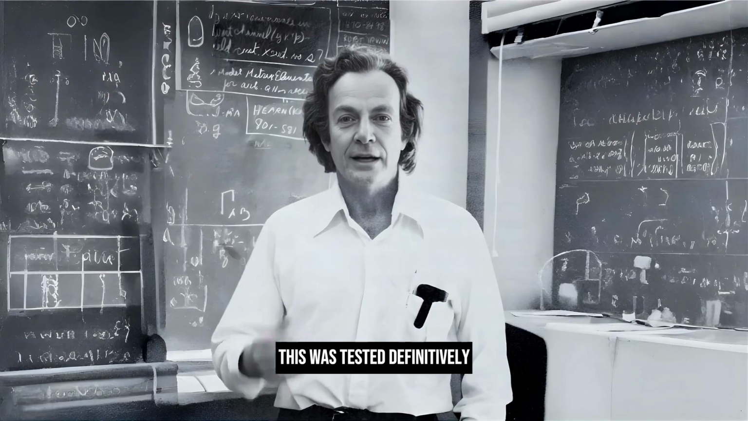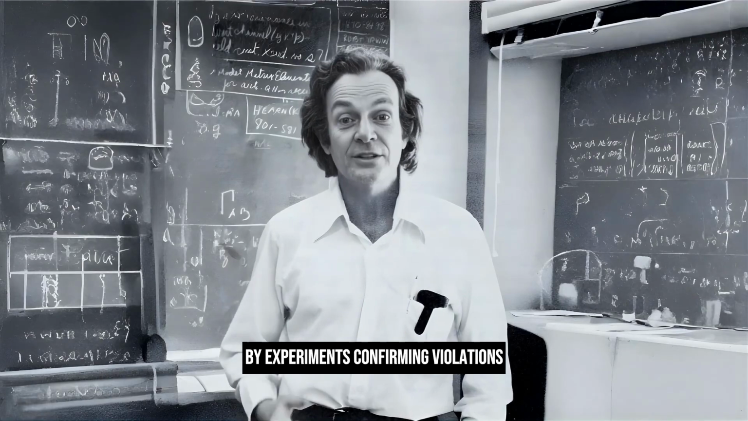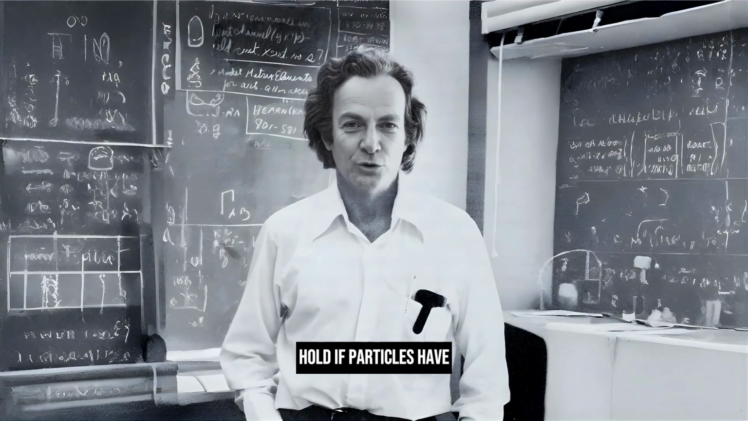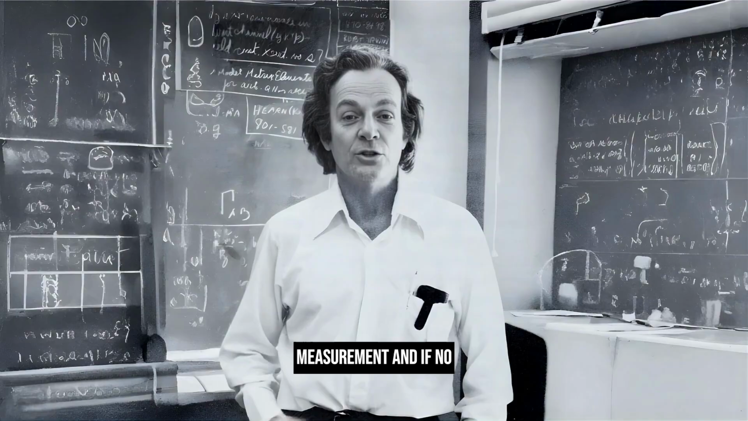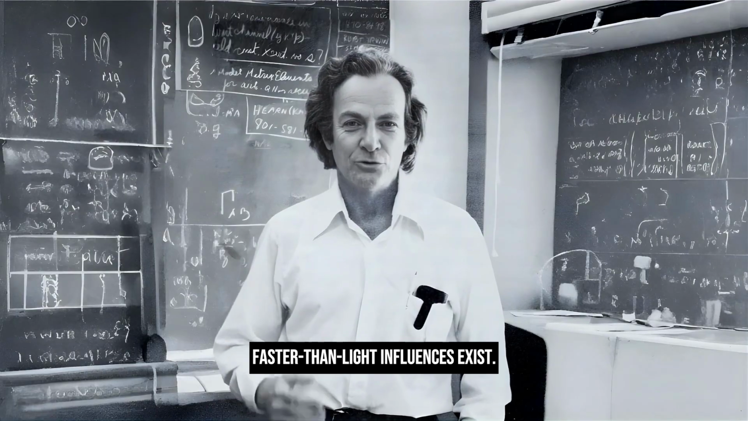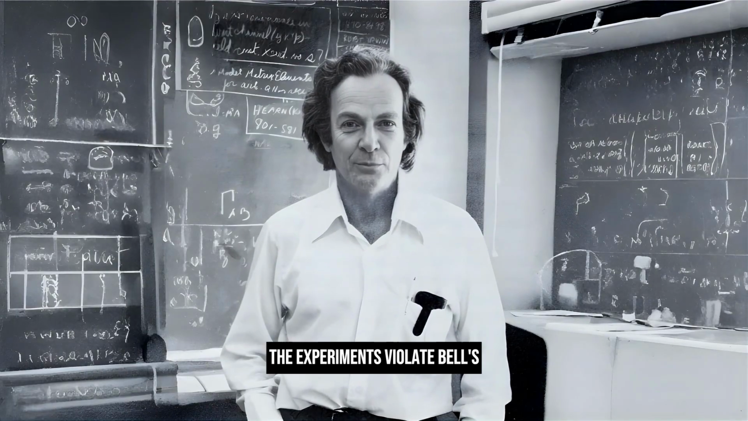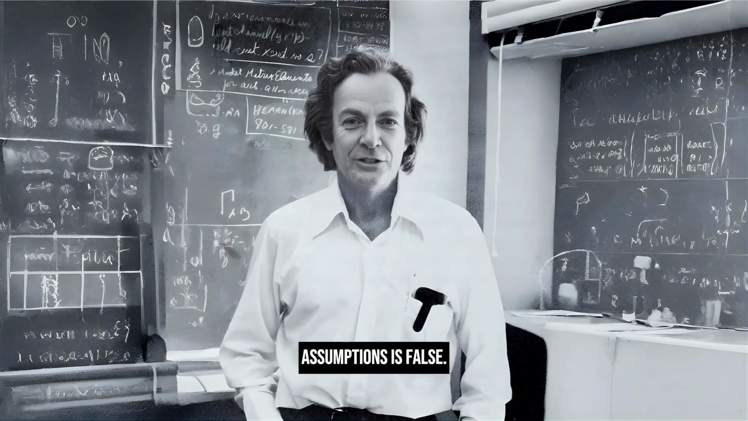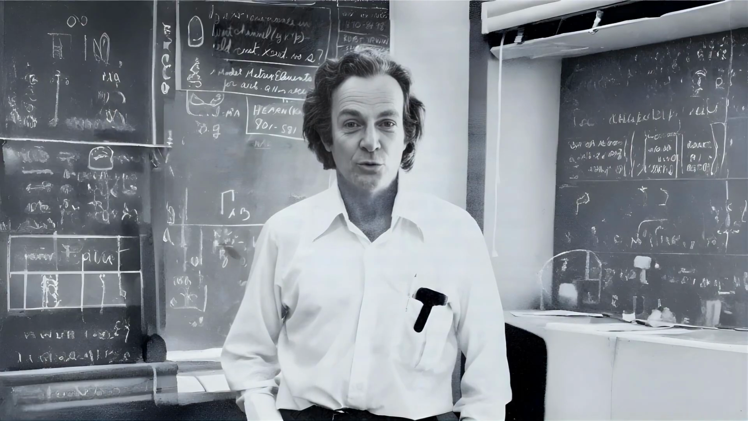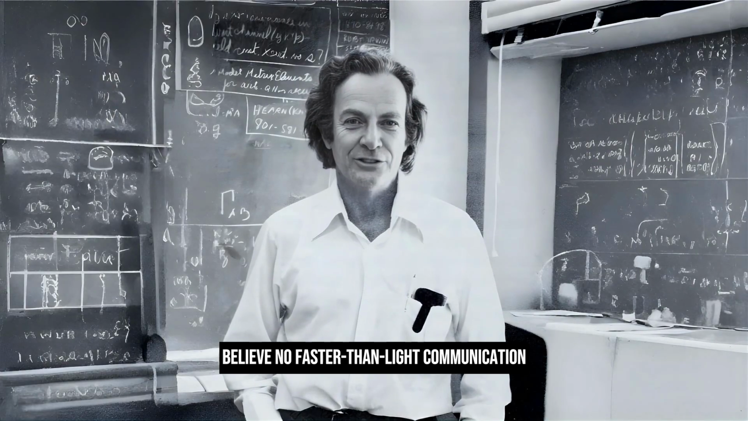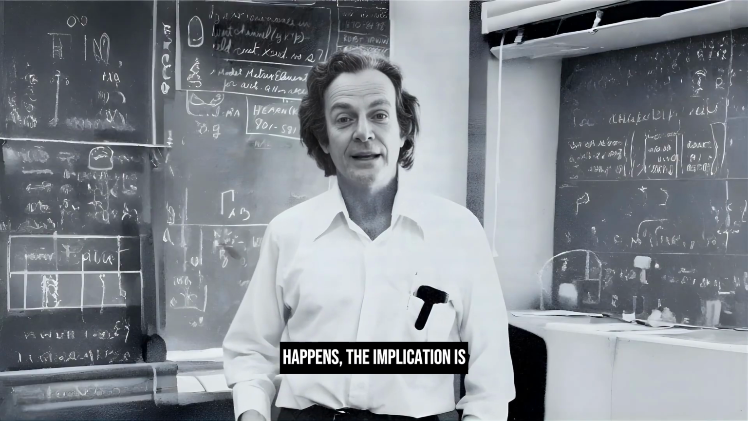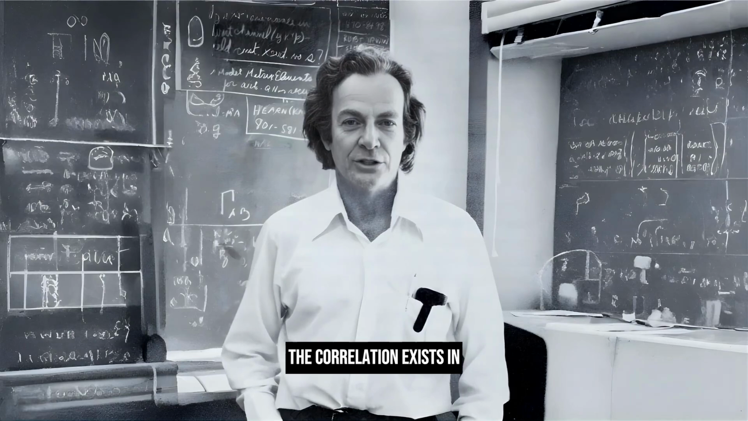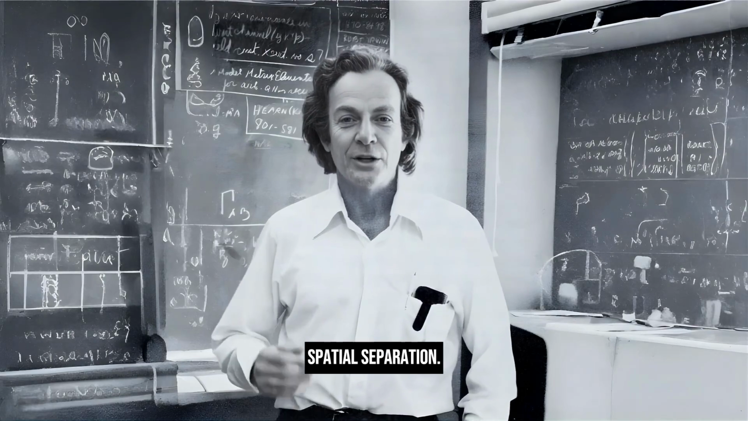This was tested definitively by experiments confirming violations of Bell's inequality, a mathematical constraint that must hold if particles have definite properties independent of measurement and if no faster-than-light influences exist. The experiments violate Bell's inequality, which means at least one of those assumptions is false. Since we have strong reasons from relativity to believe no faster-than-light communication happens, the implication is that particles don't have definite properties until measured. The correlation exists in a way that transcends spatial separation.